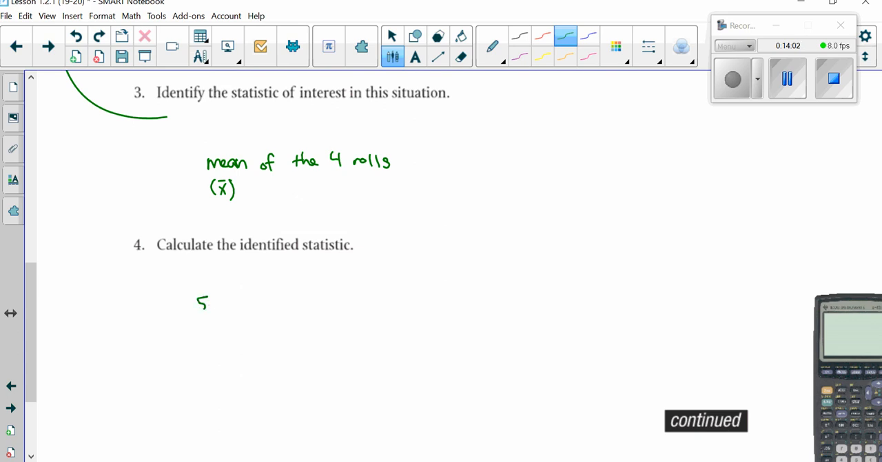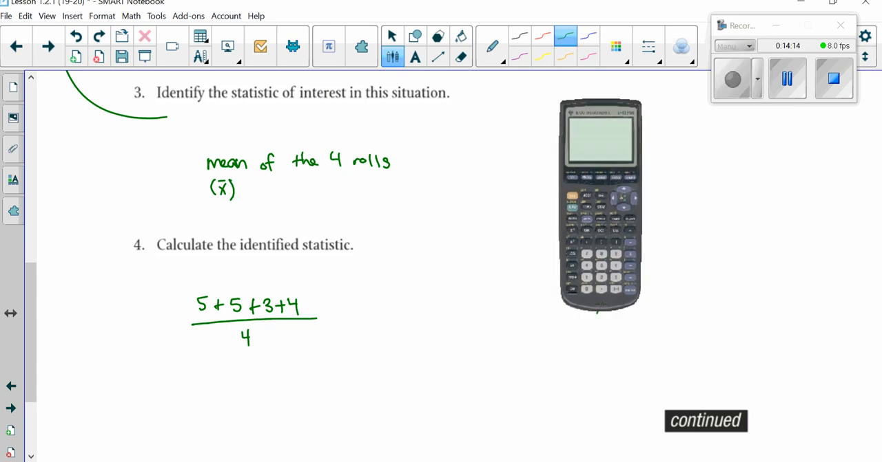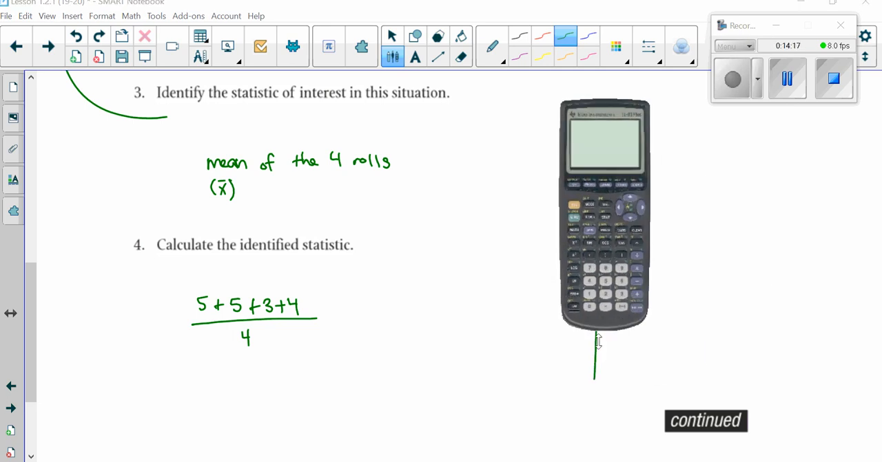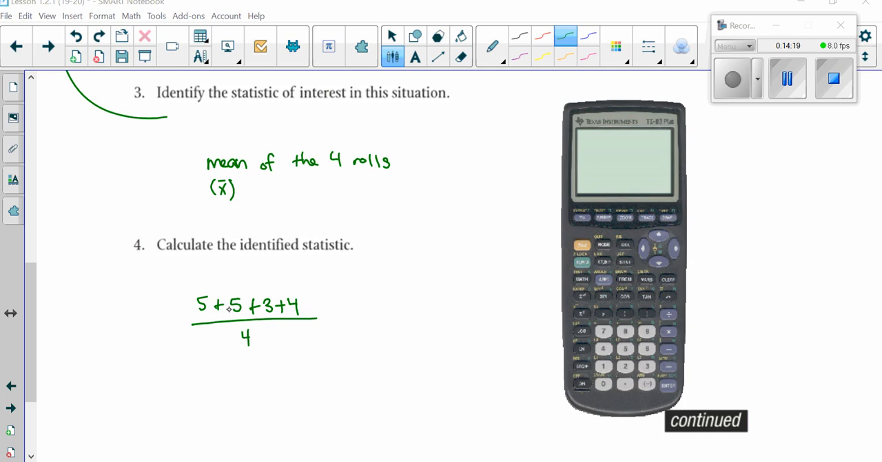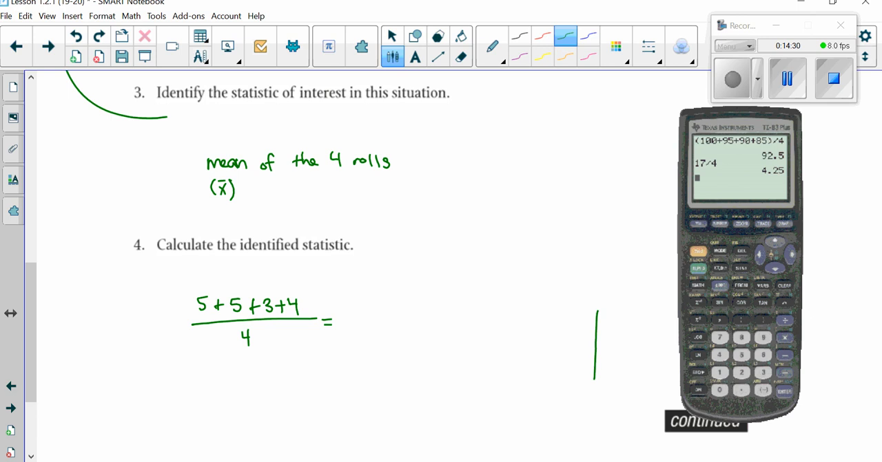So he rolled a five, a five, a three, and a four. Notice this looks just like what we did in the warm-up. We're going to add all those up and divide by four. This gives me 10, and 7 makes 17. If I take 17 and divide by 4, you get 4.25. And that's it. The other ones will be a little bit more in depth.